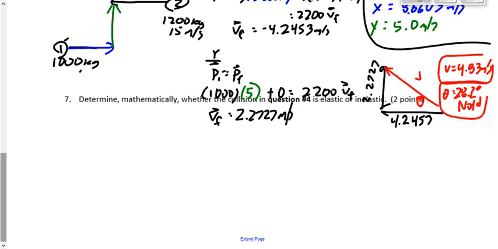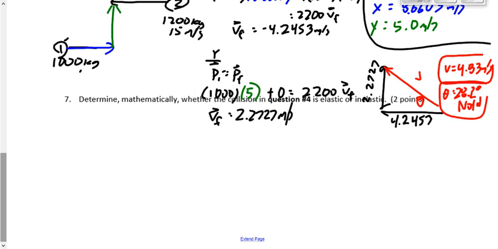actually 4, 5, and 6 would all be, we know right now, would all be what? Inelastic. And you know that because they stick together, right? When they stick together, it's got to be inelastic. But it does say determine mathematically whether it was elastic or inelastic. So we know what we should get. Now let's get that mathematically.